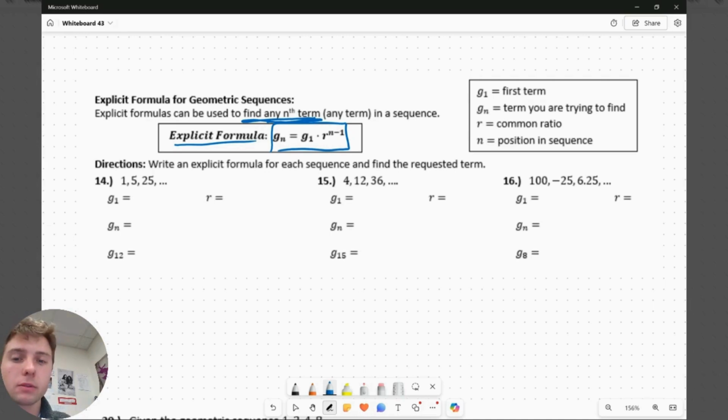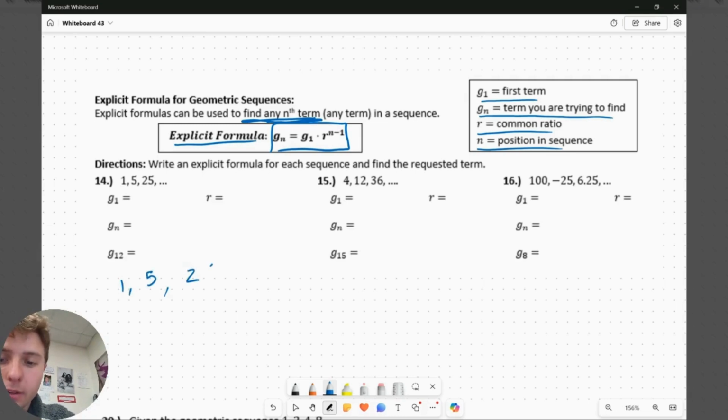Few things to note. Whenever you have that subnotation, that tells you what term you are looking at. So if I have G sub 1, that tells me I am looking at the first term. G sub n, that tells me it's any term. I haven't decided yet. The n is in there because it can define any term. R is the common ratio like we saw, and n is the position in the sequence. For example, the sequence we have here, 1, 5, and 25. The first term is G sub 1. The second term is G sub 2.